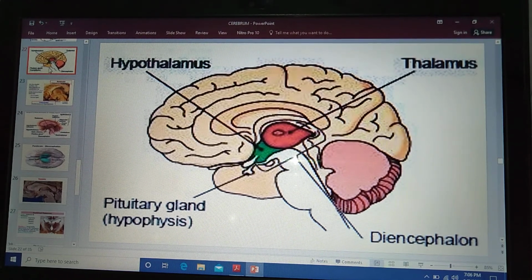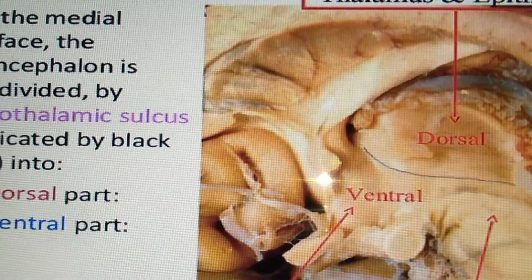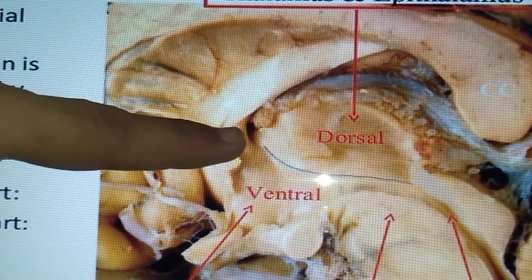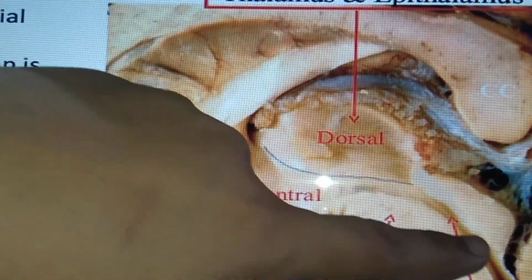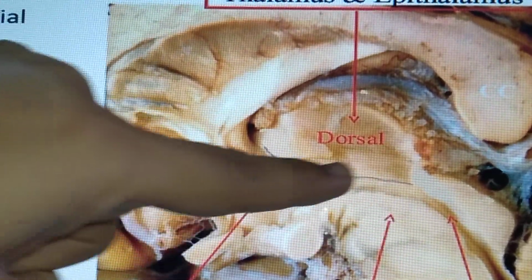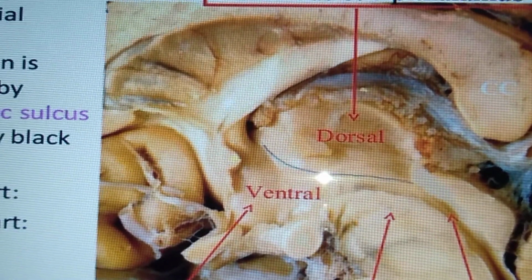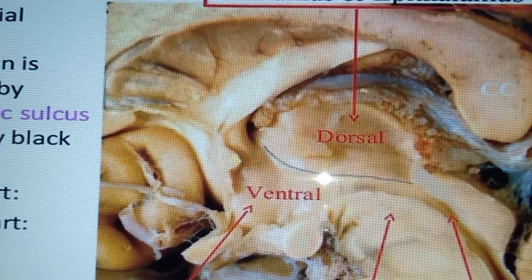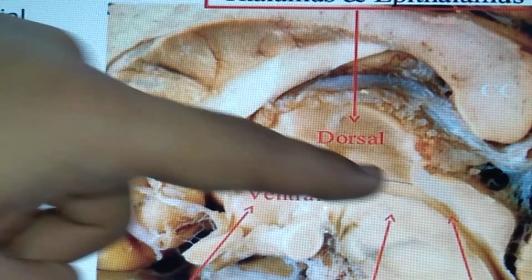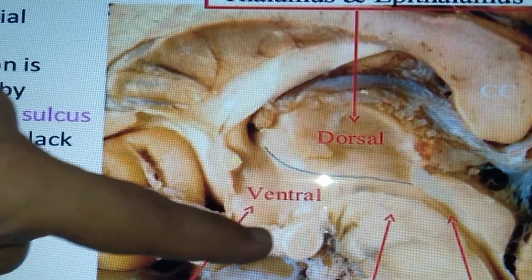Now here you can see in this diagram, this is the interventricular foramina and this is the cerebral aqueduct. From here to here you can see a line is drawn like this. This line represents the hypothalamic sulcus. So this hypothalamic sulcus, extending from the interventricular foramina up to the cerebral aqueduct, divides each half of the diencephalon into a dorsal part and a ventral part.